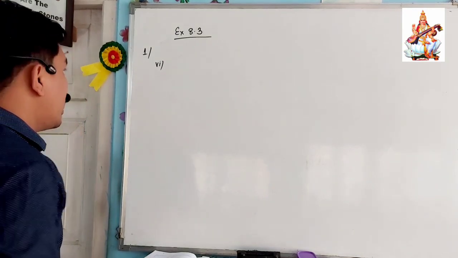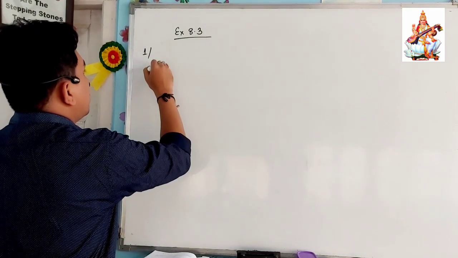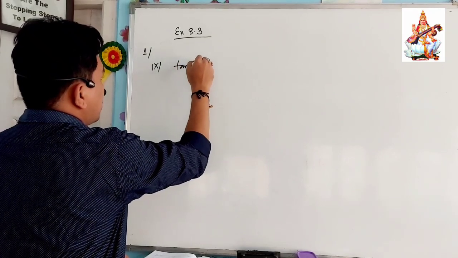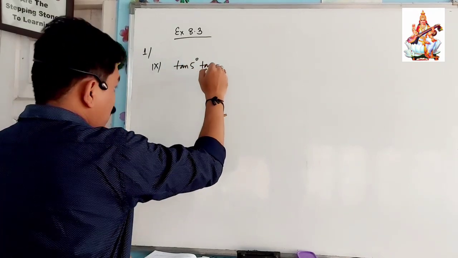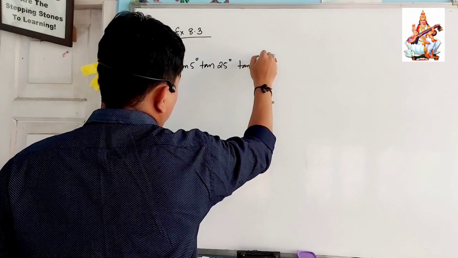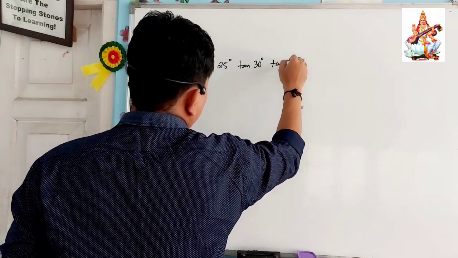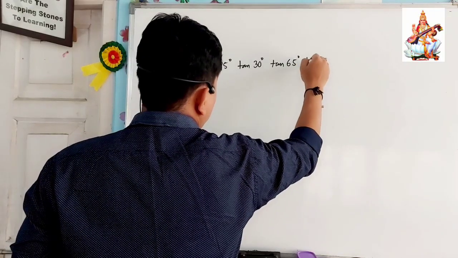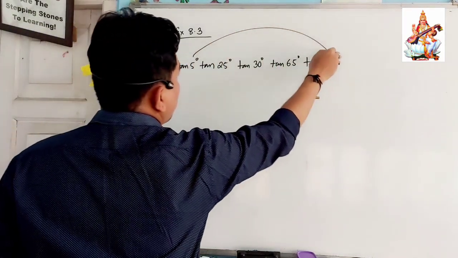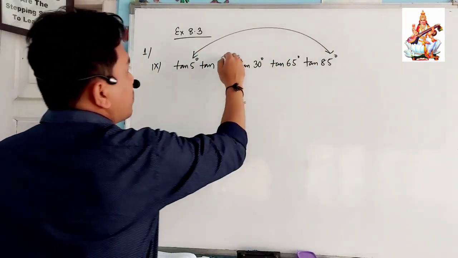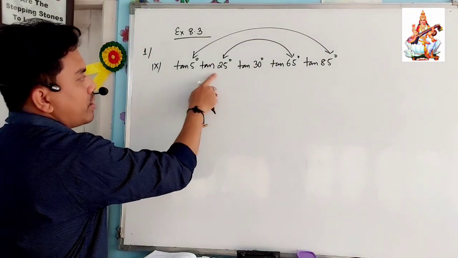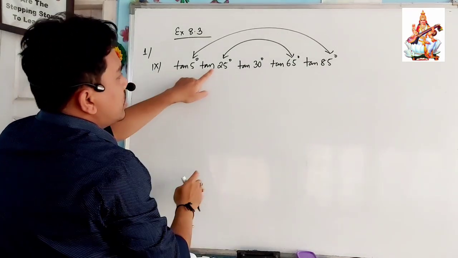The next one also, number 9. Number 9. See what is given? tan 5, tan 10, tan 25, tan 30, tan 65, tan 85. Okay. Can we see here that tan 5 and tan 85, they both are complementary to each other? tan 25 and tan 65, they both are complementary to each other. Isn't it? So we'll be changing one of them, either this or this, or this or this.